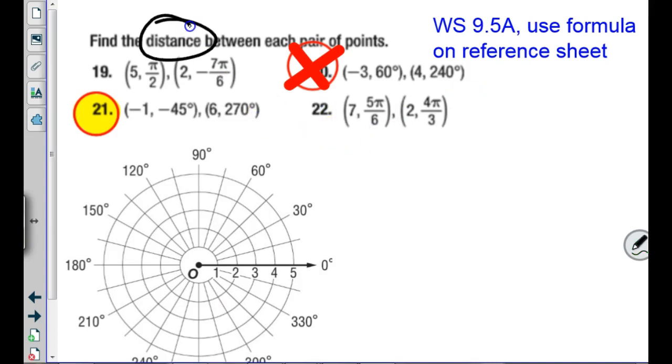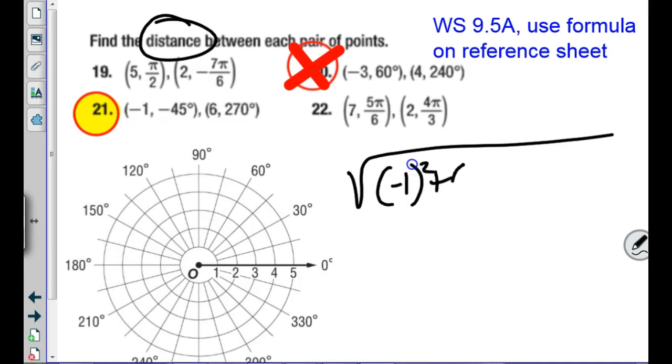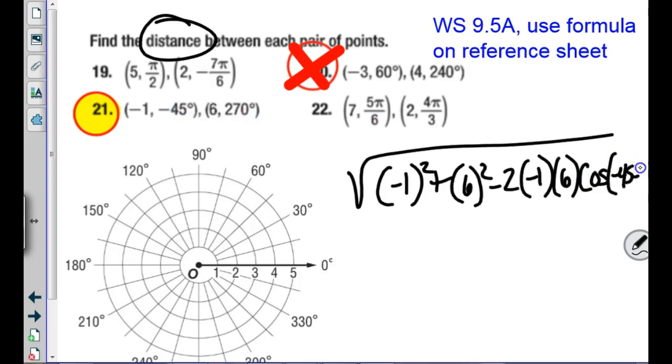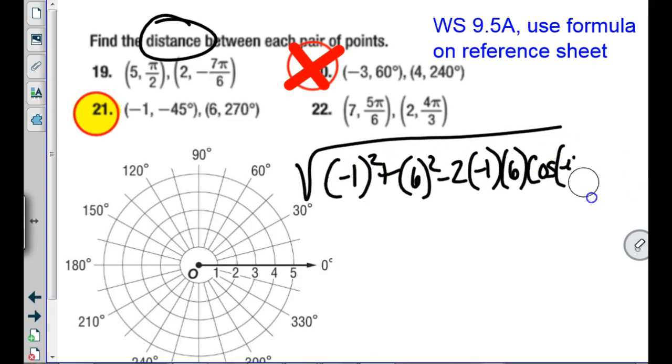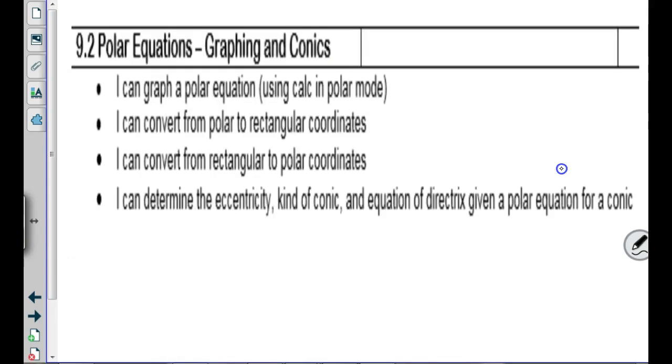Distance between. The formula is on your pink sheet. Find it? It's law of cosines. For number 21, it would be negative 1 squared plus 6 squared minus 2 times negative 1 times 6 times the cosine of, and you subtract these, negative 45 minus 270. What mode should I be in? Yes, degrees, because the angle is in degrees. Okay, I'm going to go ahead and just keep going. That's a typing question. You just got to remember that you have the formula.